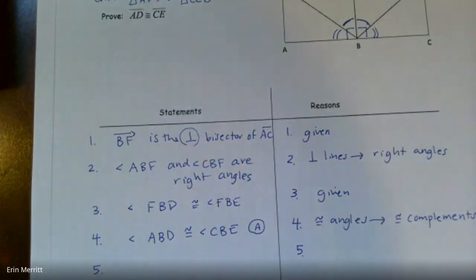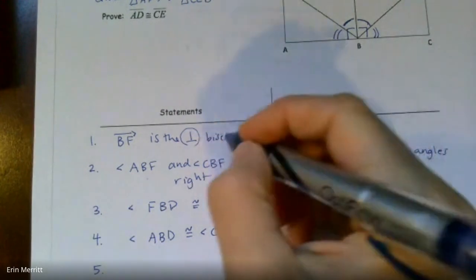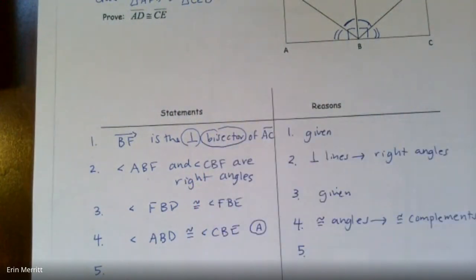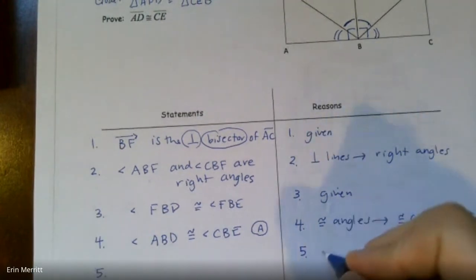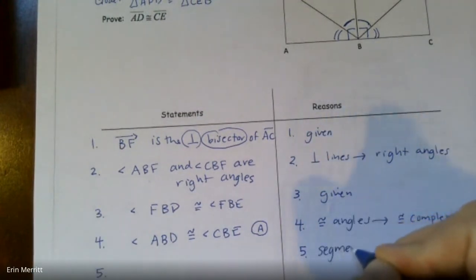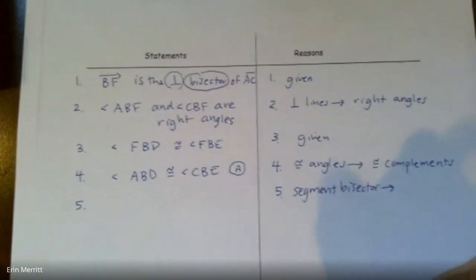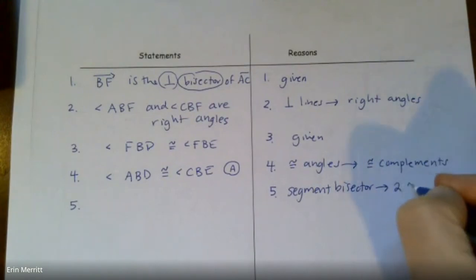We actually didn't fully finish that first given. Remember we said that's two parts? If I look at it, we did the perpendicular. We haven't done the bisector part of it. So if BF bisects AC, that means that we have a segment bisector, which gives us, sorry if I'm a little crooked here, two congruent segments.